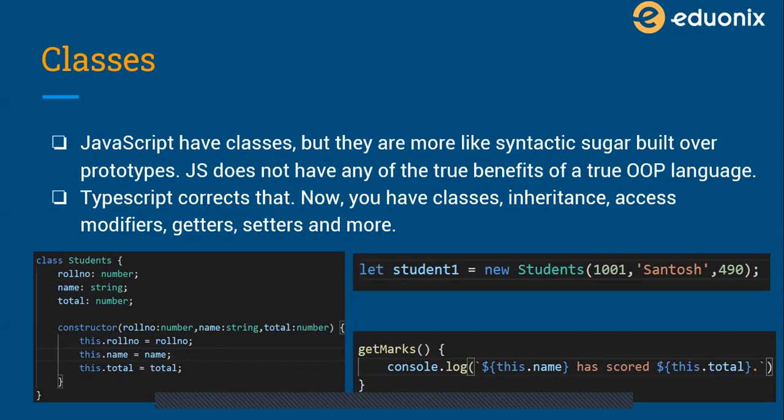Now, TypeScript corrects that. So you have your classes, you have inheritance, you have access modifiers, you have proper getters and setters, and not just creating getters and setters like we do with JavaScript. In here, we actually have getters and setters which can be used the way they were created to be used, and not like functions like we use in JavaScript. So this is how you create your classes.